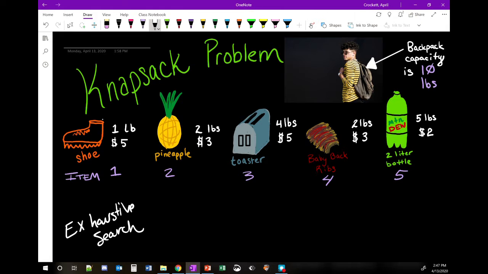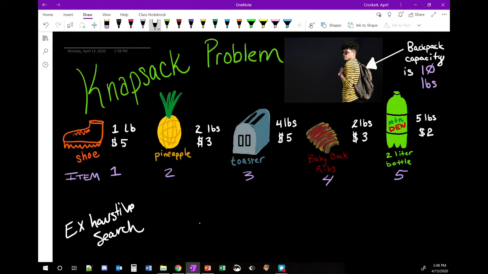In my problem, I have a backpack of capacity 10 pounds. And then I have these items. I have a shoe, which is 1 pound, worth $5, so that's its value. A pineapple, 2 pounds, $3 value. A toaster, 4 pounds, $5 value. A rack of ribs, 2 pounds, $3. And a 2-liter bottle, 5 pounds, $2. So each one of these items has a weight and a value.